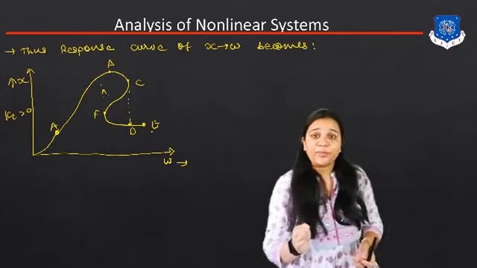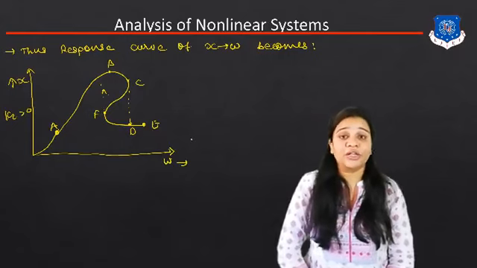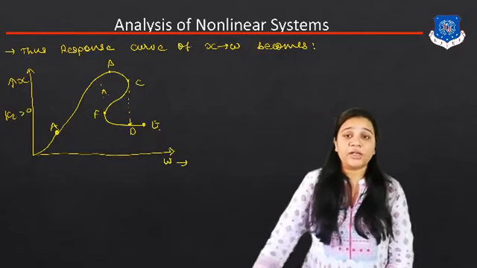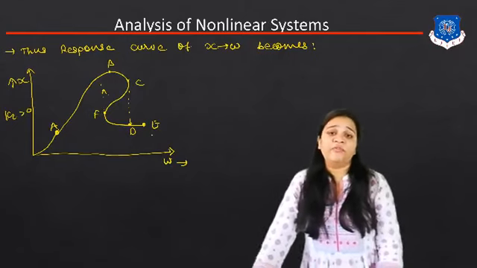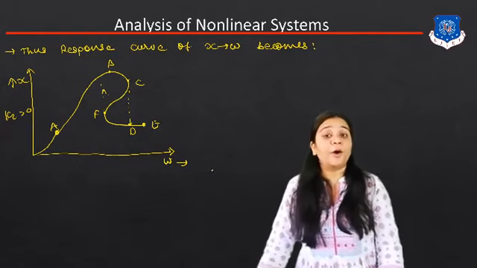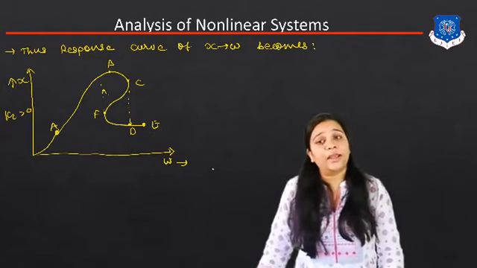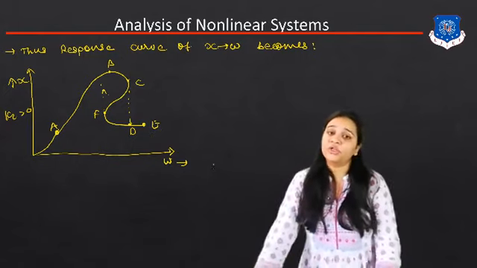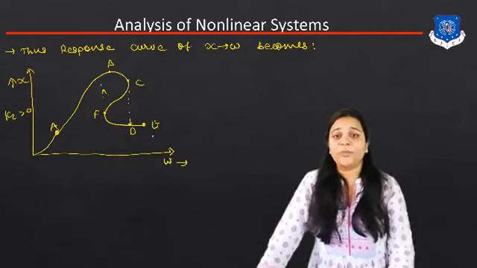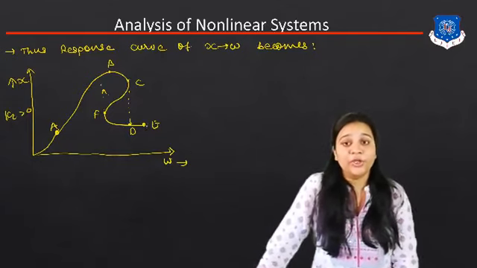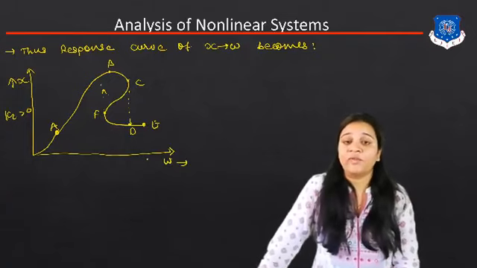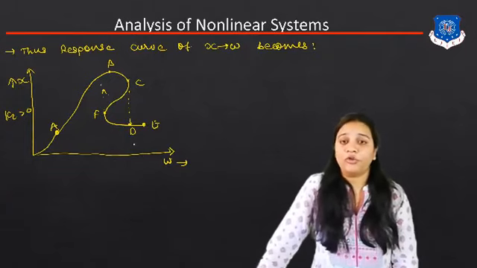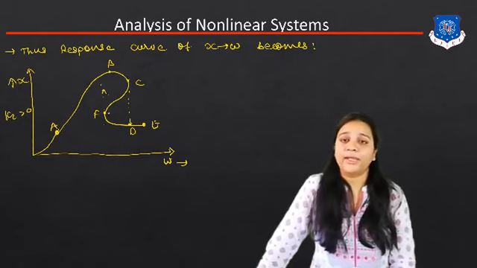So this type of response is the jump response for the nonlinear system. After it, as you know, if we change the value of omega up to infinity, the value of x is constant. So this is the saturation point for this particular system. Now our target is to decrease the value of omega. So we can go back along this graph and we get the point F.